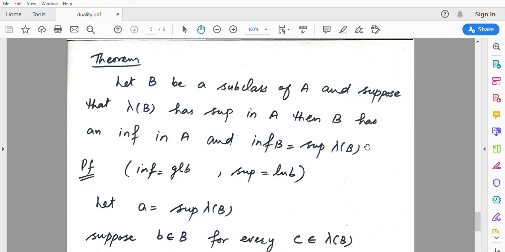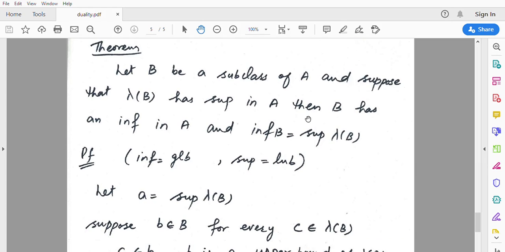Again, before proving it, I have mentioned over here that infimum is generally called the GLB and supremum is called the LUB. GLB means the infimum is actually the greatest element of the class of lower bounds, okay. Obviously greatest and least elements are unique, so it must be a unique element. If the class of lower bounds has a greatest element, that is called the infimum. If the class of upper bounds has a least element, then it is called the supremum, okay. So we have to prove that the infimum of B is equal to the supremum of lambda of B.